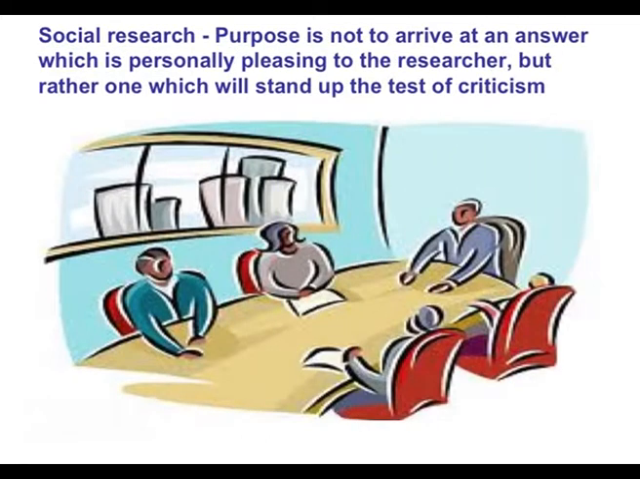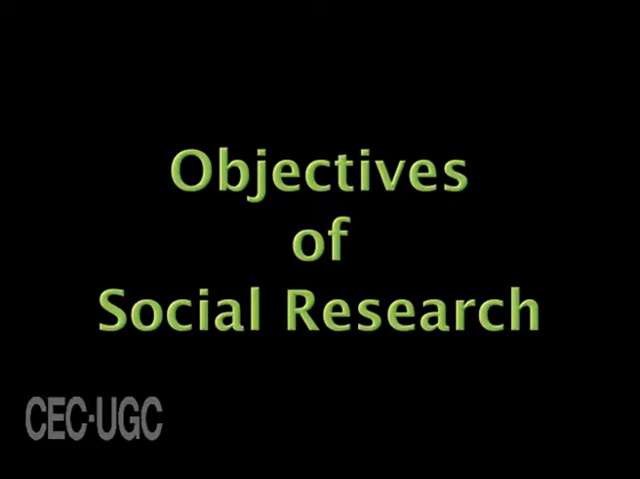The purpose of social research is not to arrive at an answer, but rather one which will stand up the test of criticism. Objectives of social research. The purpose of research is to discover answers to questions through the application of scientific procedures. The main aim of social research is to find out the truth which is hidden and which has not been discovered as yet. Though each research study has its own specific purpose, we may think of objectives of social research falling into a number of following broad groupings.